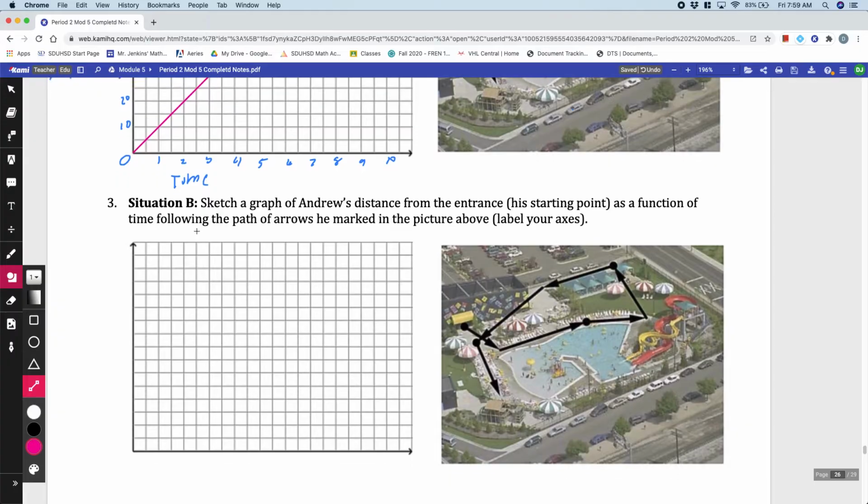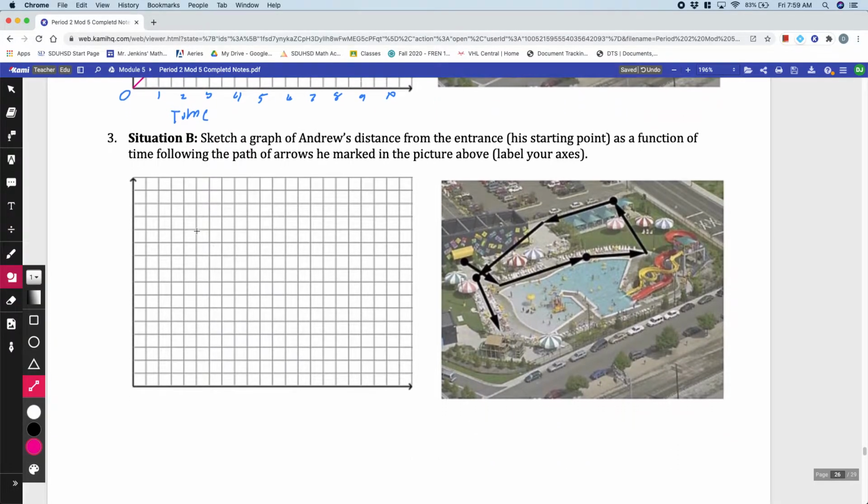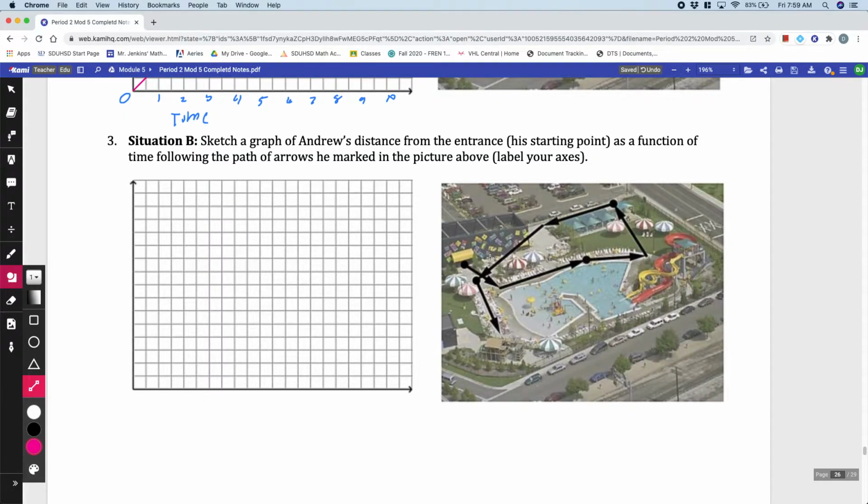Now we're going to sketch a graph of Andrew's distance from the entrance, okay, so there's his entrance, a starting point, as a function of time, following the path of arrows as he marked in the picture above. Label your x and y axes. Okay, so here we go. Same thing. Here is time. And this is distance again, but instead of total distance, it's distance from the entrance.